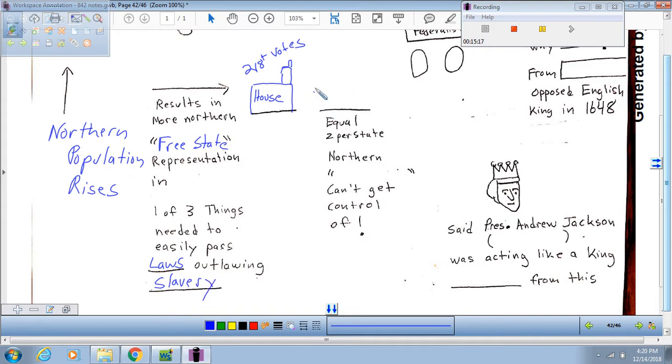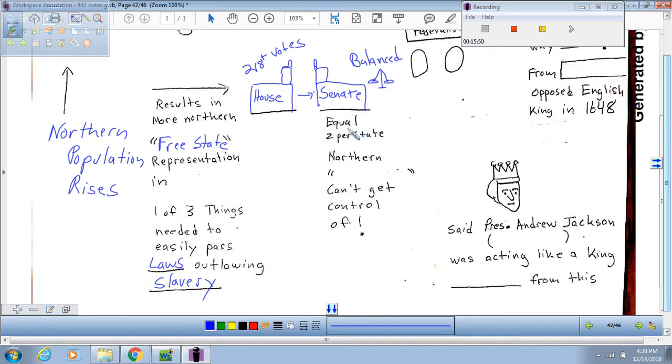Now, as has already been said, the Senate was balanced because there was an equal number of free and slave states. So, by the process by which a bill becomes a law, if it passed the House, it was probably not going to pass the Senate because there were not a majority of votes to carry it through.